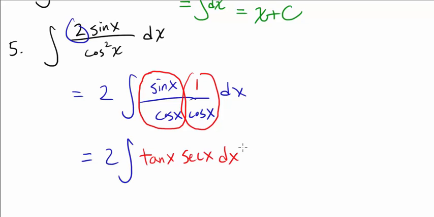We know what integral of tangent of x secant of x dx is. That's secant of x. So we have 2 secant of x plus c.